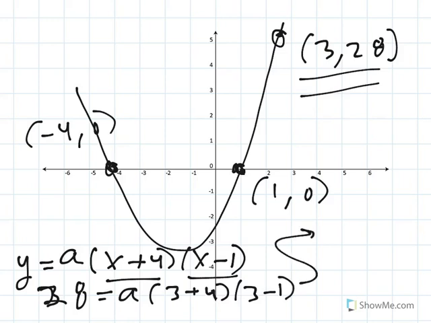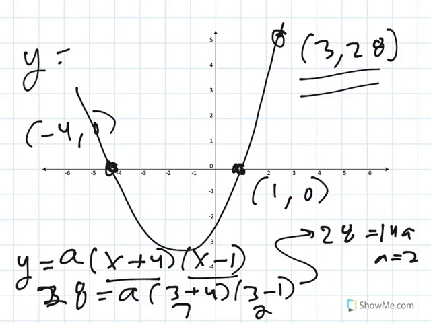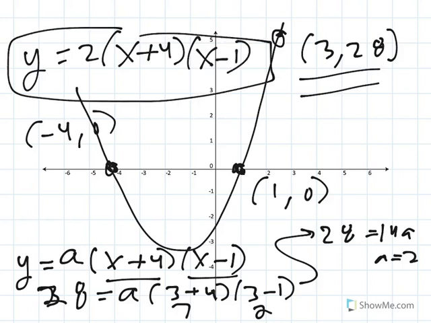and this turns into 28 equals A times 7 times 2, which is 14a, so A equals 2, and the answer to the question then is 2 times x plus 4 times x minus 1. So that's the case where we know the 2 x-intercepts and some random third point. And we also know, by the way, that it's not a slanted parabola or a sideways parabola, but one of the form y equals ax squared plus bx plus c. So I call those up-down parabolas.